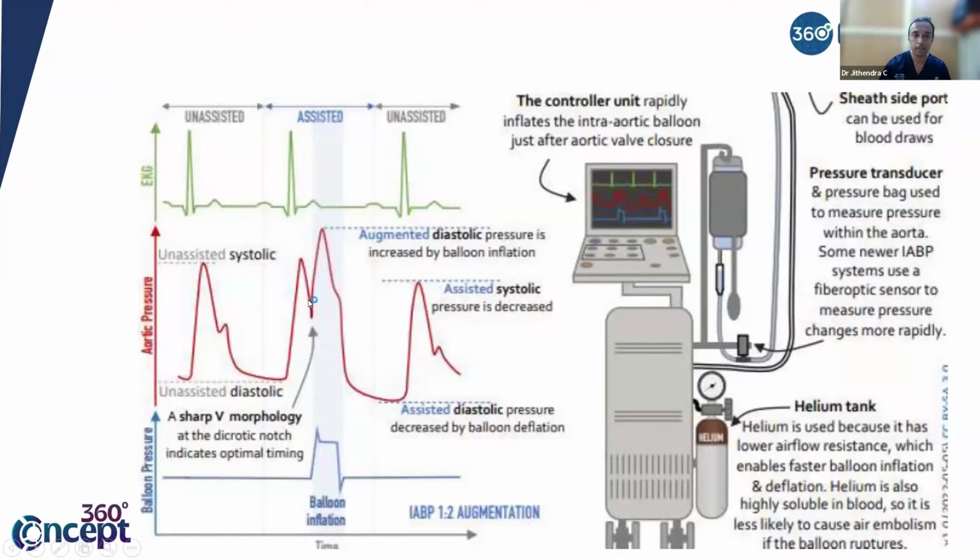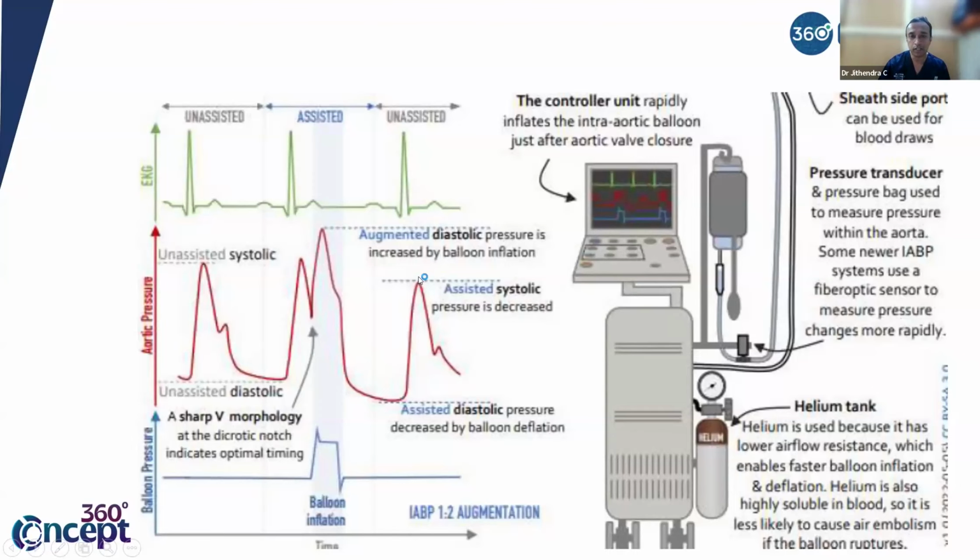When there is assistance happening, your IABP is helping the heart. With that, you are having an augmented diastolic pressure. You see that the diastolic pressure goes high. This is an augmented diastolic pressure after your balloon inflation. Next you come to a lower pressure than the previous waveform. This is your assisted end diastolic pressure. So your diastolic pressure comes down after the assistance. Your inflated balloon helps in increasing the diastolic pressure, and then your assisted end diastolic pressure comes down, which makes the heart function better because the afterload is coming down.